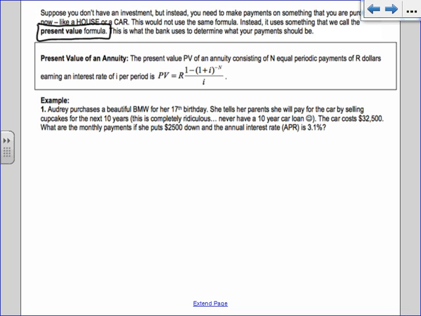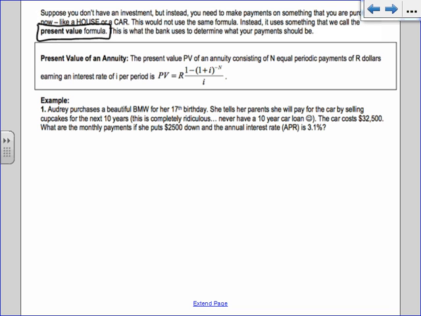So if you're buying a car and the car is $30,000, do you think the bank's going to just let you pay off that $30,000 over the next 10 years and just call it even once you pay off the total of $30,000? No, you're going to have to pay way more than $30,000.